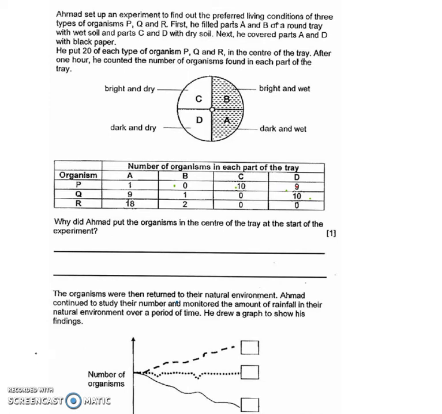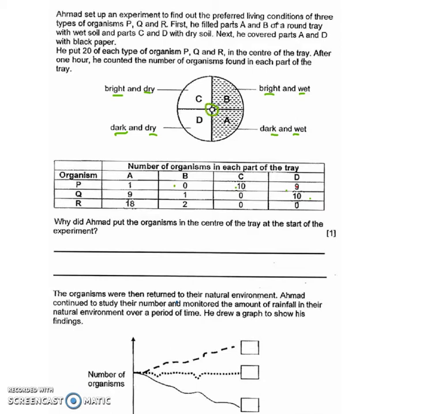So let's take a look at another question over here. Ahmad set up an experiment to find out the preferred living conditions of 3 types of organisms, P, Q, and R. First, he filled parts of soil A. Okay, so the most important thing you need to know is bright and wet, dark and wet, dark and dry, and bright and dry. So basically these 4 parts of the dish have different kinds of conditions, and he put some of the organisms in the middle.